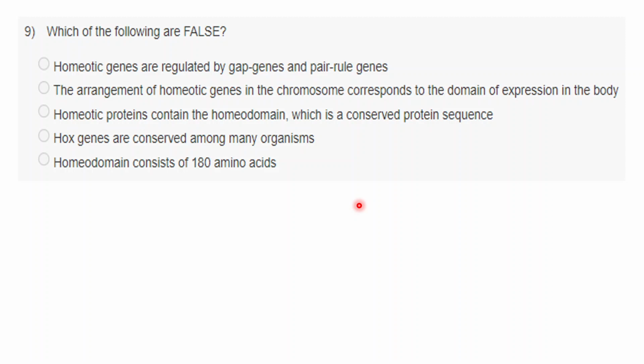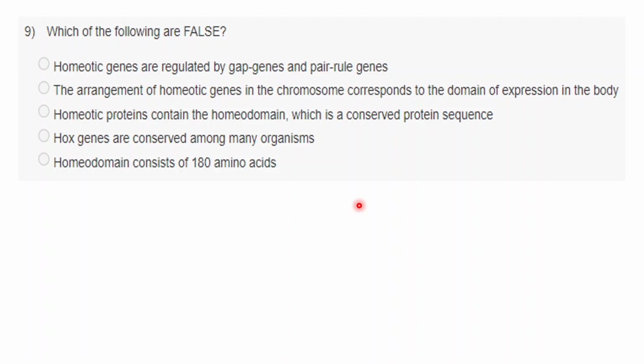Okay, I see you have mentioned option 1 as the correct answer. Homeotic genes are regulated by gap genes and pair rule genes. This is a false statement. I would like you to reconsider your options because we just studied about what the hierarchy is. If you remember the hierarchy again, you might want to change your answer.